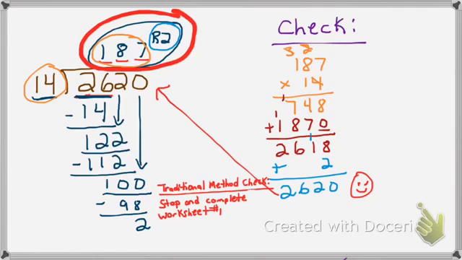If you like to multiply with the traditional method and check with the traditional method, then please stop right now and complete worksheet number 2. If you like to check with the box method, please check the next section.